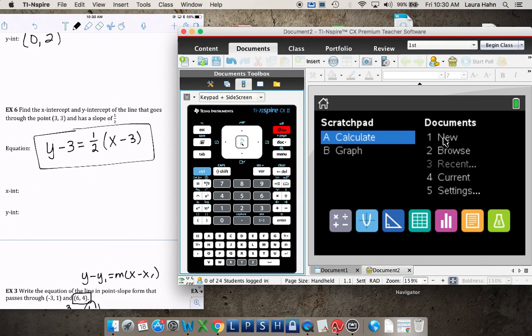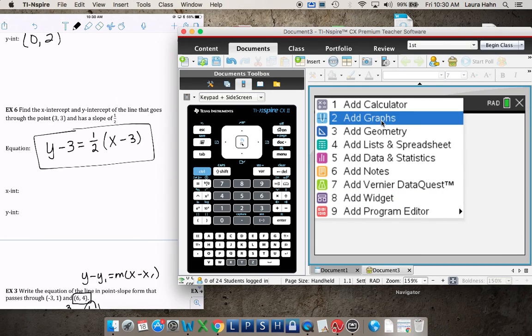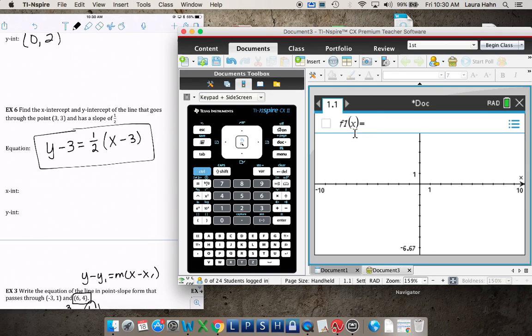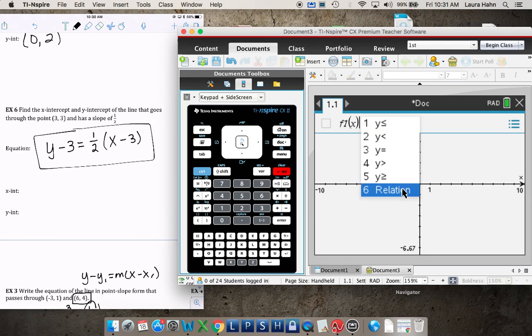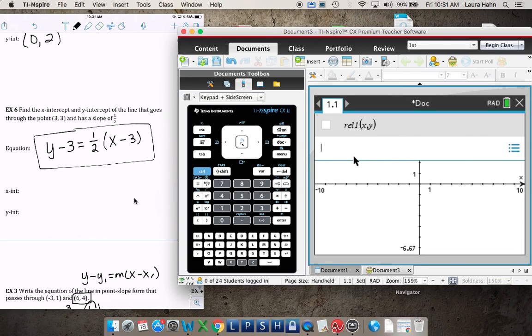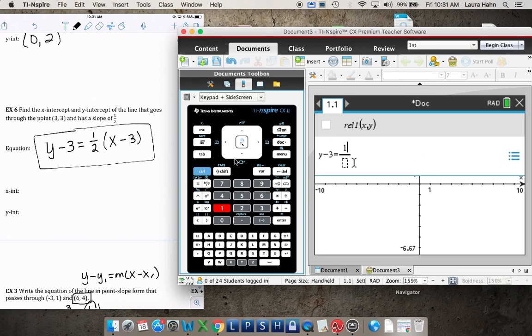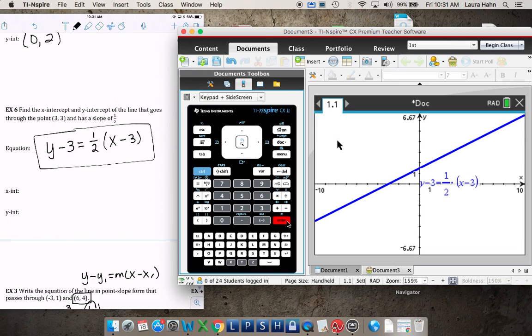So I'm going to add a new document, start over, new problem, new document. Remember, this means y equals. Well, that says y minus 3 equals, not the same, so I don't want this. I delete the equal sign, choose relation. Now that it's blank, I can type it in exactly: y minus 3 equals, control divide, 1/2. Make sure you put your cursor behind your fraction. Then open your parentheses, x minus 3, close parentheses, enter.